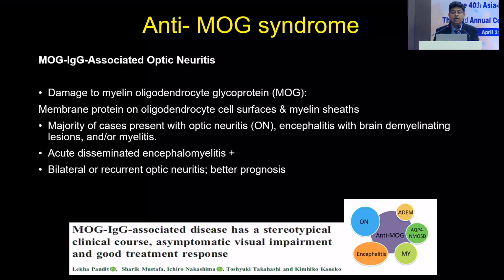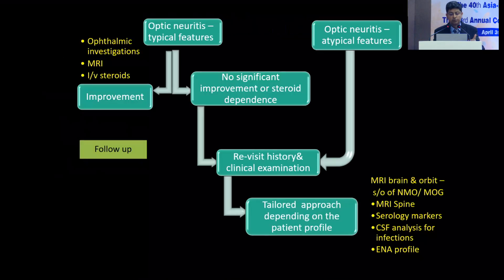MOG is another antibody that is being increasingly picked up, more common in children, with more chances of recurrences in these patients. Fortunately, they do well with IV methylprednisolone as the first intervention, but unfortunately, they keep getting recurrences, causing continuous and multiple attacks on the optic nerve, causing functional deterioration, and over the long term, you may have significant visual loss in these patients.